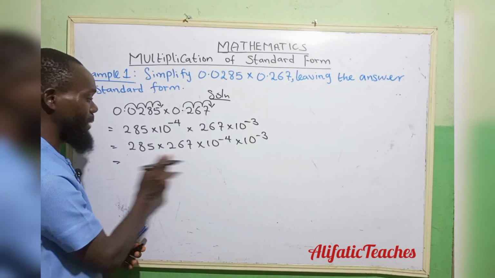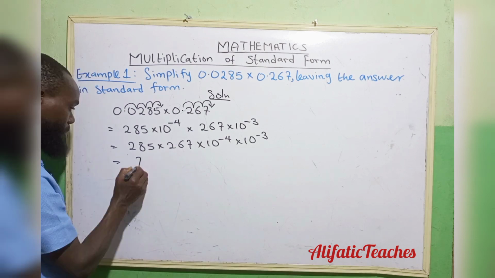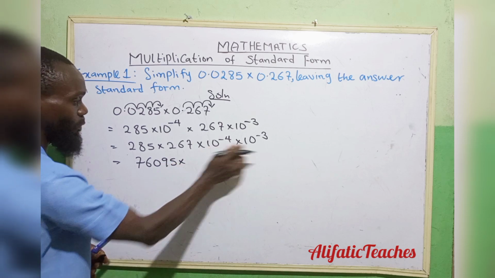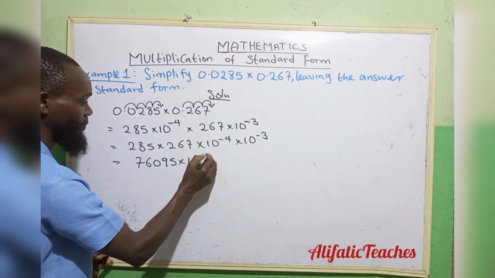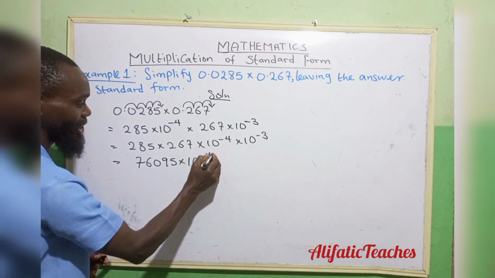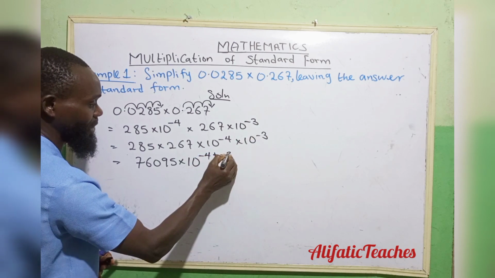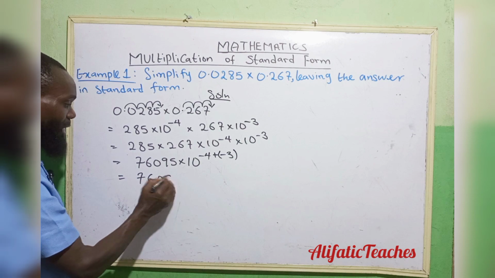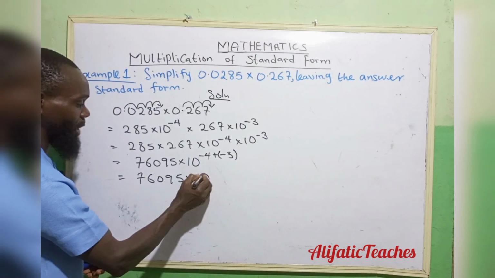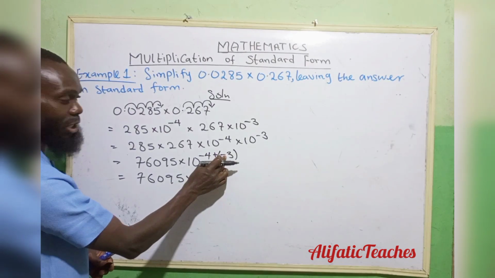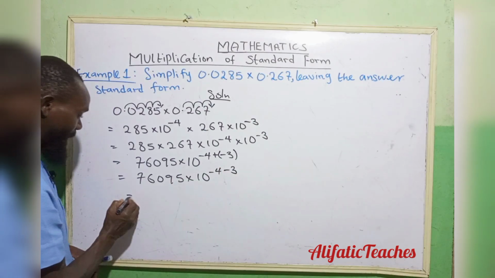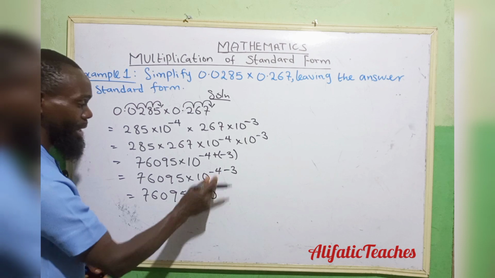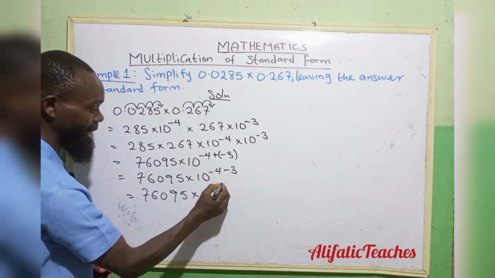So let us multiply these two. What do we have? 76095 multiplied by 10 raised to the power minus 4. This multiplication changes to addition at the power, then minus 3. So we have 76095 multiplied by 10 raised to the power minus 4, plus and minus, we have minus 3. So we have 76095 times 10 raised to the power minus 4 minus 3, which gives us minus 7.